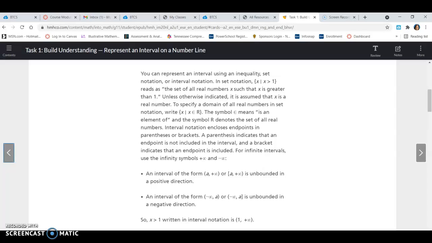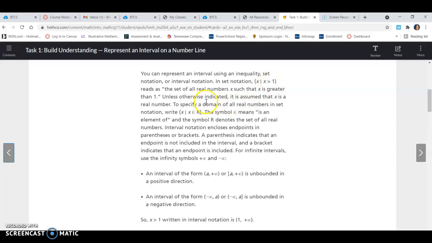Alright, so it says you can represent an interval using an inequality, set notation, or interval notation. So that means there are two different notations that you're going to have to know. You've got to know set notation and interval notation. In set notation, you're going to see the set symbols, like right here where it's given. So this reads, the set of all x such that x is greater than 1.